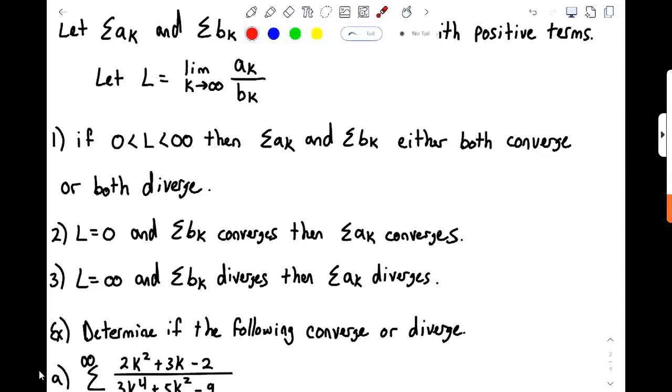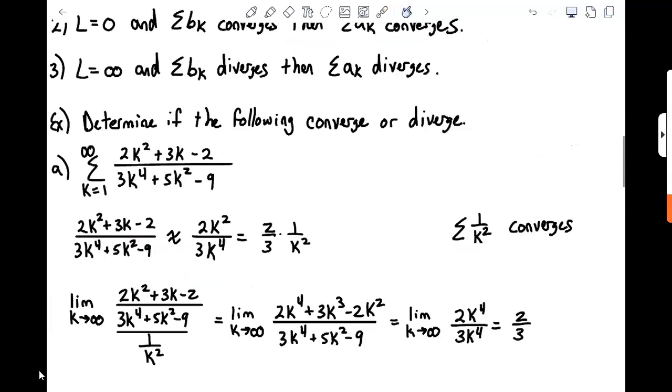If the limit of the two things approaches a number, then since my harmonic series diverges, my series will also diverge. Or the other one we'd be looking at is when we do this fraction, does it approach infinity? Because since the harmonic series diverges, then we'll know ours will also diverge. So these are the two things we're looking for. If we run into something else, then we're going to have to try some other comparison.